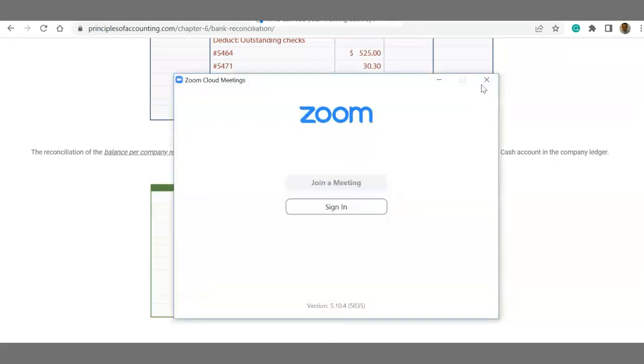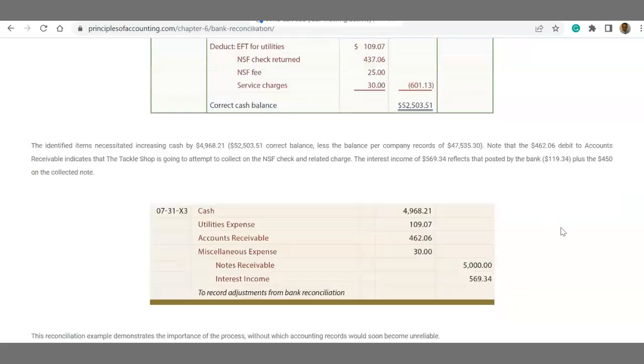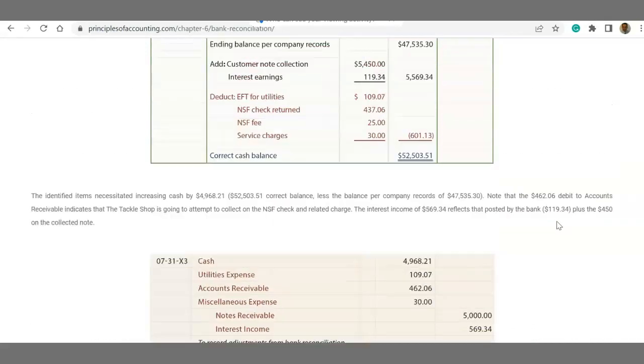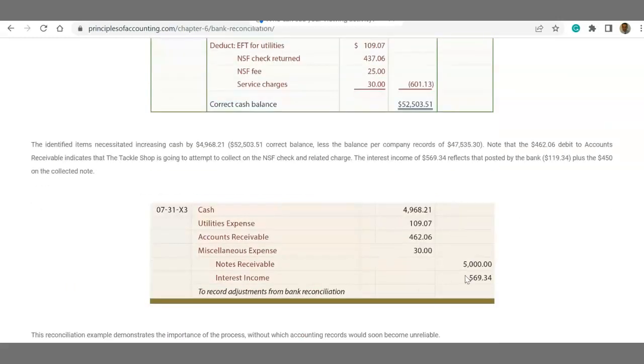Any question, please? Okay. Whatever you did in the book worksheet here on your company's book, add something, deduct something, needs to be journalized.